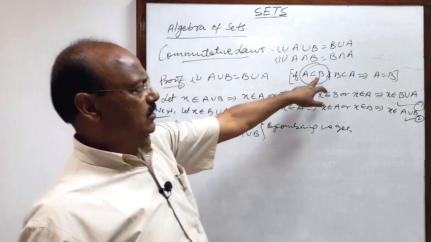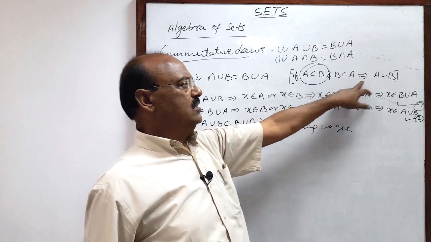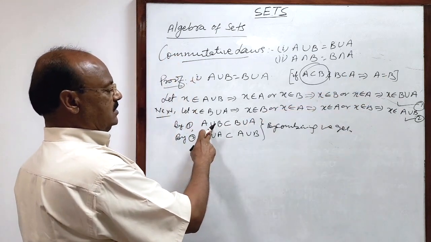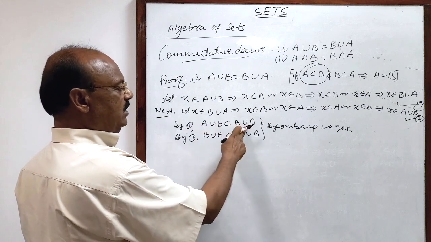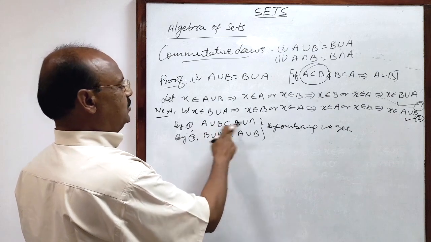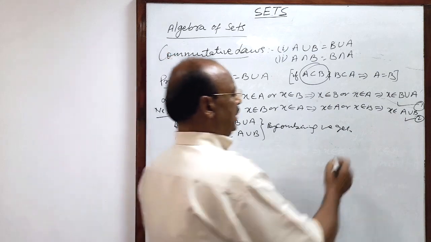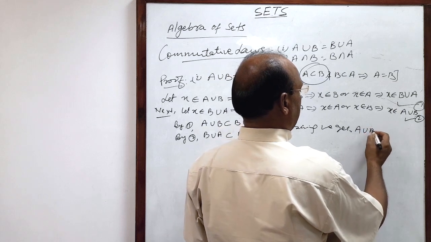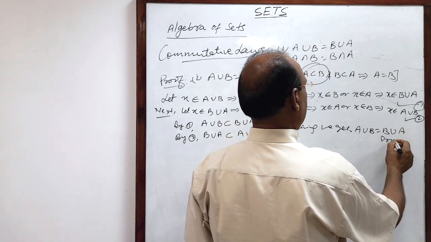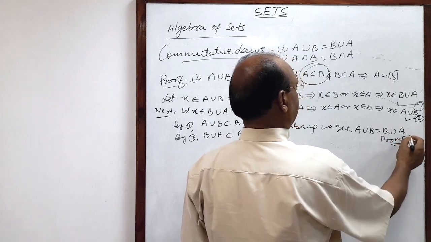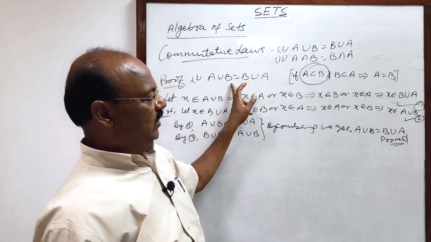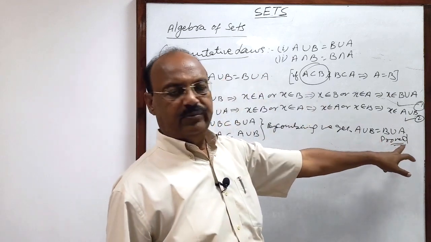If A is a subset of B and B is a subset of A, it means A is equal to B. The same thing we are getting here: LHS A union B is a subset of B union A, and B union A is a subset of A union B. It means these two sets are equal. We get A union B is equal to B union A. So this first law, the first part of the commutative law, A union B is equal to B union A, has been proved here.